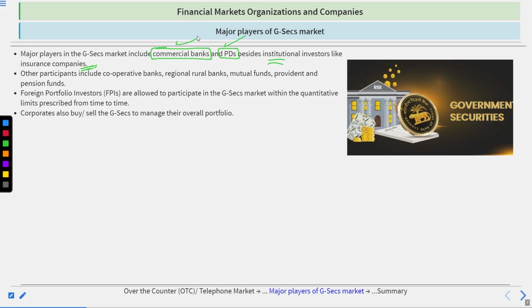Why? Basically, you have to understand the simple mechanism here. Suppose a bank has 100 crores with it as deposit. Out of this 100 crores, the bank cannot utilize the full 100. They have to keep some amount with themselves as a reserve in order to meet their NDTL, net demand and time liabilities. The first reserve that they are required to keep with the Reserve Bank of India from their deposit is the CRR, cash reserve ratio.